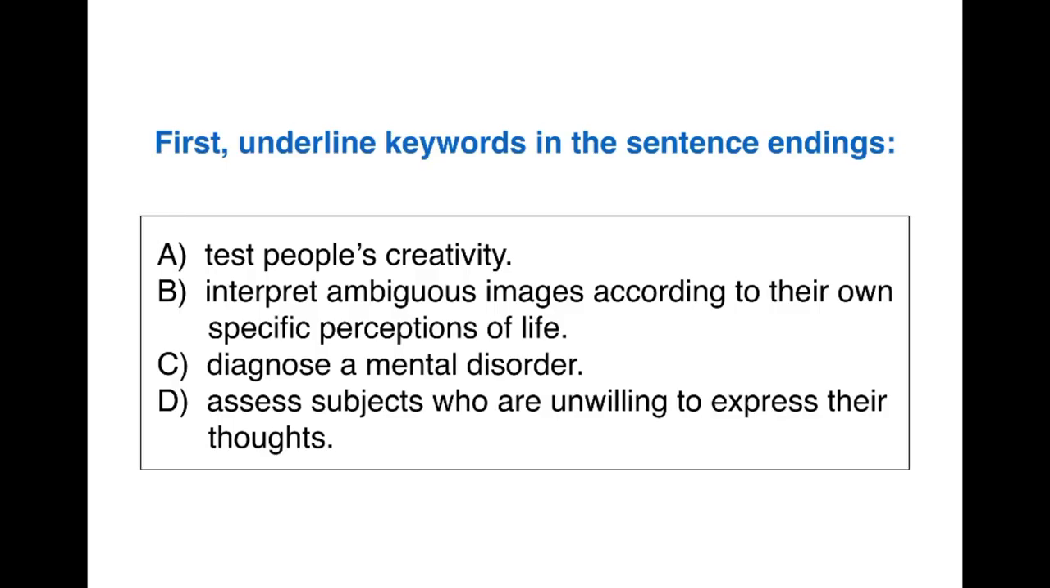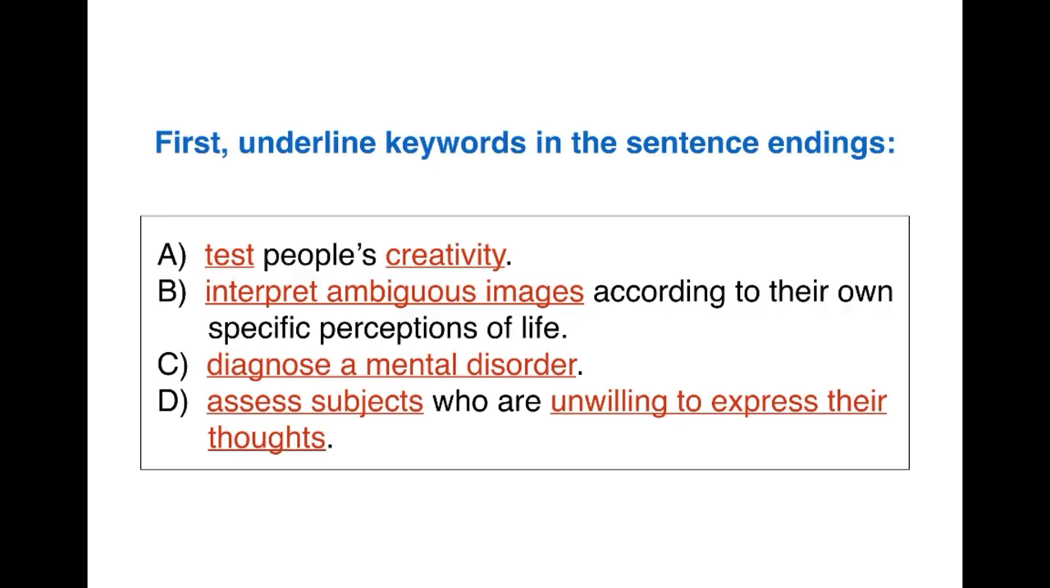Just like in the paragraph headings lesson, we underline keywords in the headings before we start. We're going to do the same here. So, A, test people's creativity. B, interpret ambiguous images according to their own specific perceptions of life. C, diagnose a mental disorder. And D, assess subjects who are unwilling to express their thoughts.